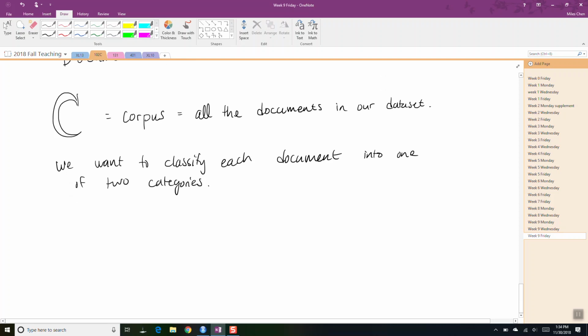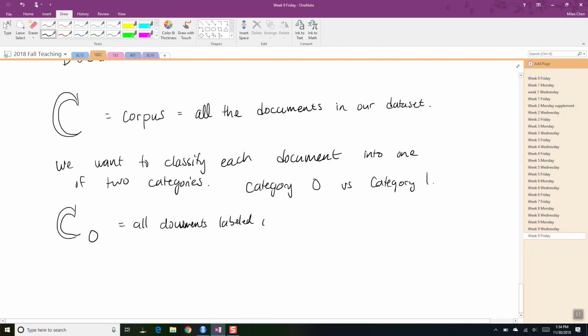Okay, so we're going to have category 0 versus category 1. And so this will be all documents labeled 0. This will be all documents labeled 1. And then meanwhile, we'll just have C0, which will be the number of documents labeled 0, versus C1, the number of documents labeled 1.